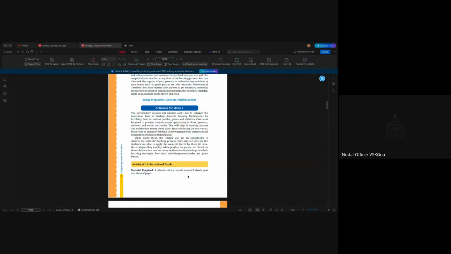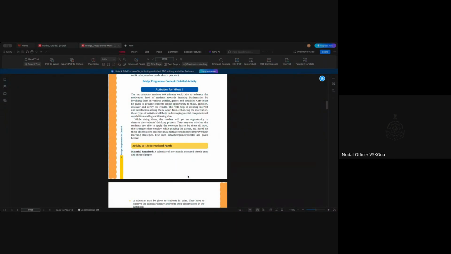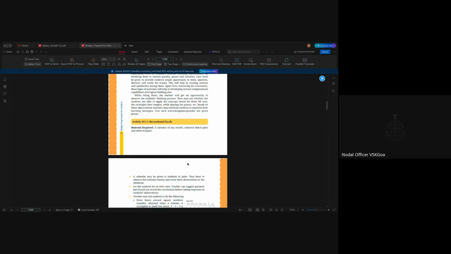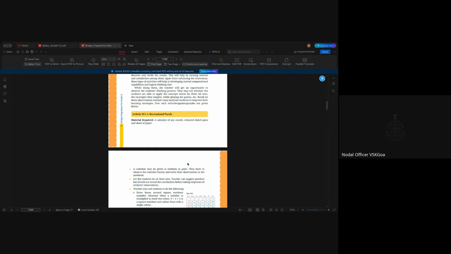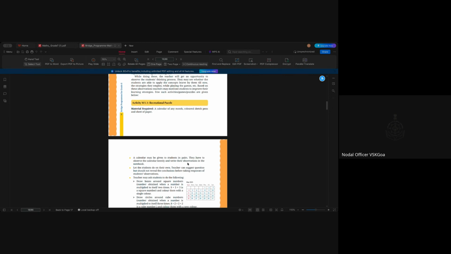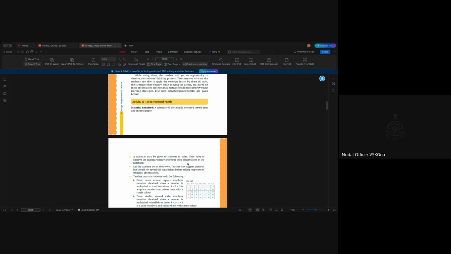So let us go to activity 1. You see, for week 1 we have activity 1, and here see, recreational puzzle. The activity's name is recreational puzzle. Over here, one thing I would like to mention: it is on us how we prepare ourselves to conduct this activity. It is the sole duty of every teacher to make the required material ready before they enter the class. Okay?